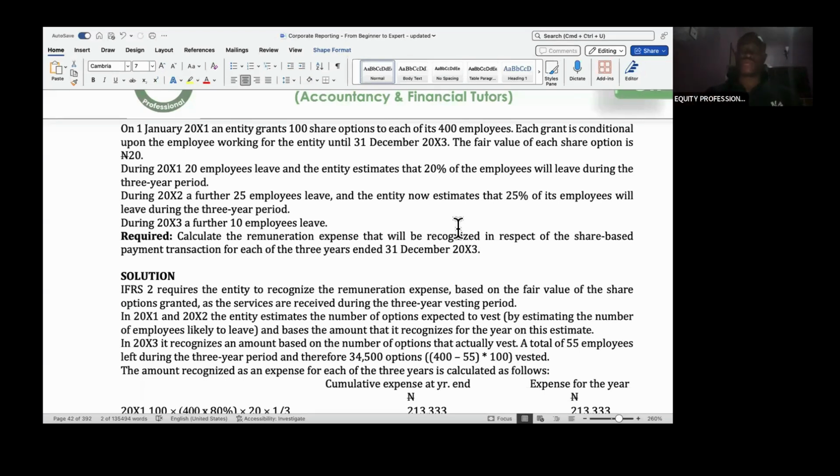So for the most part of what we learned last week, we then tried to understand how much we are going to be recognizing every year. Every year, how much are we going to be recognizing?